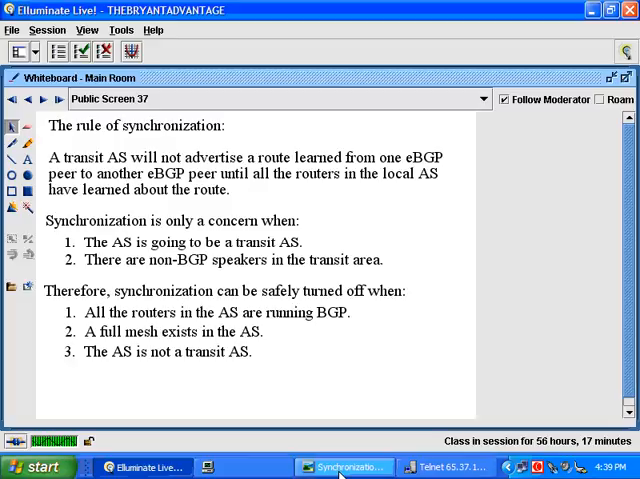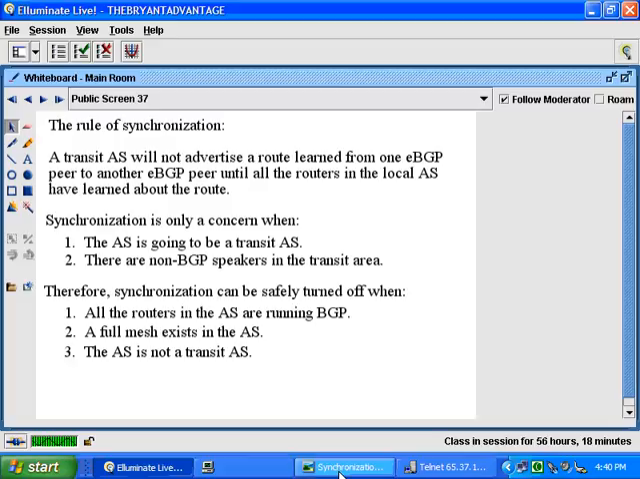Both of these factors have to occur for synchronization to even be a concern. First off, the autonomous system has to be a transit AS in the first place. And secondly, there have to be non-BGP speakers in the transit area. That does happen because sometimes we're not always going to configure BGP on every router in a transit area if we don't think we have to, because BGP is a resource hog. So there will be very, very certain circumstances where we have to worry about synchronization. And we're going to look at an illustration of one in just a moment.